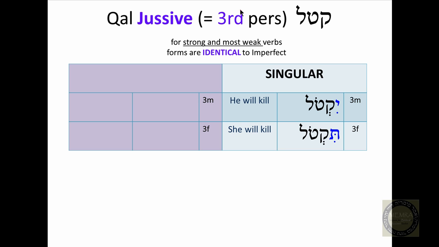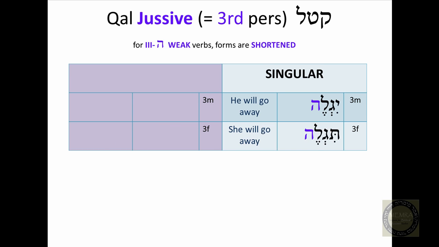So beginning with the imperfect form, we had yiktol and tiktol. And again, for strong and most weak verbs, the forms are identical. So that's why I have them here identical, yiktol, tiktol. So if you see that, it could be either he will kill or let him kill, or she will kill or let her kill. Just context has to dictate that.